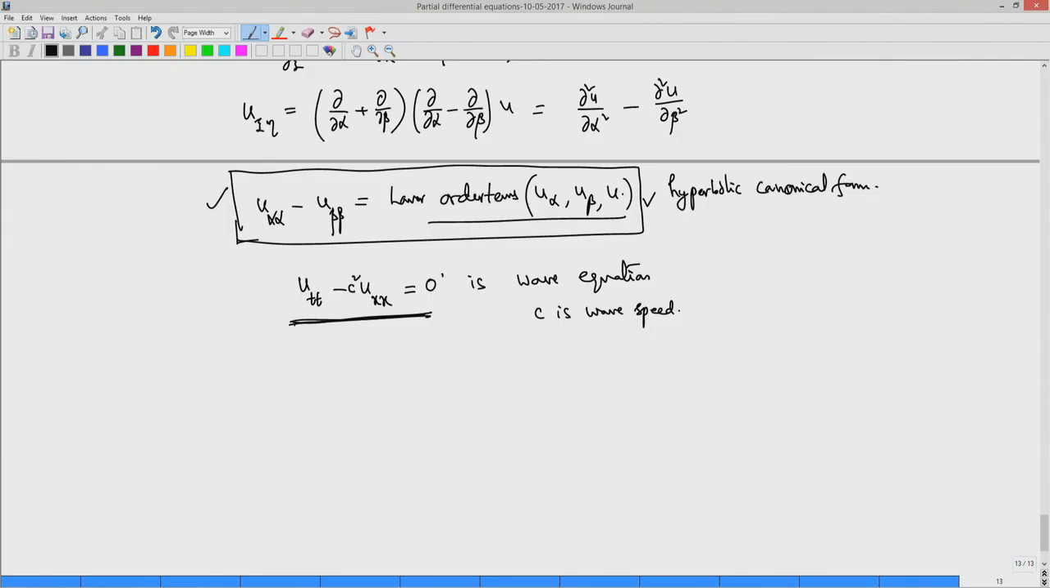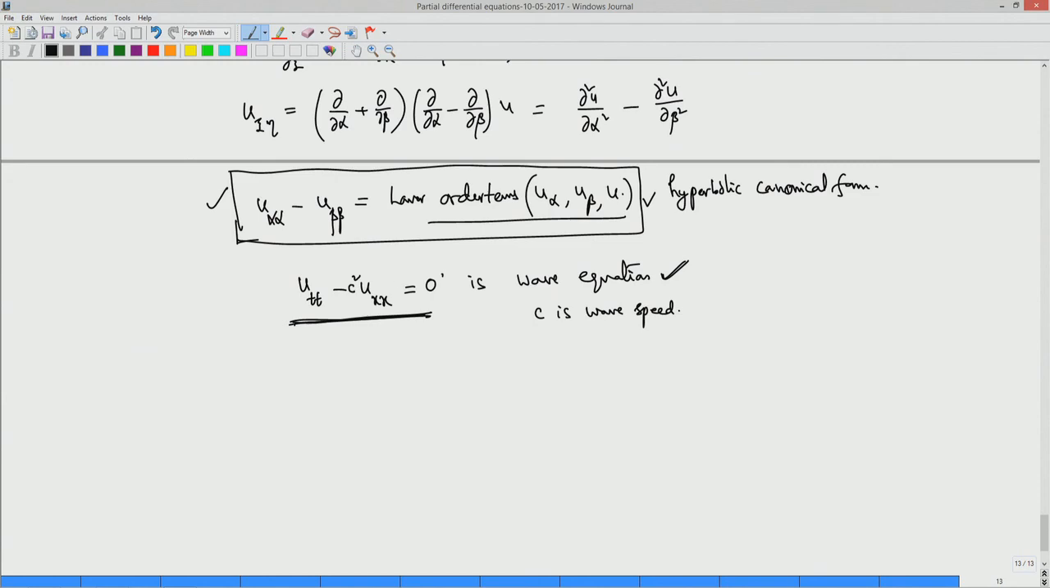Along those curves, your partial differential equation becomes a simpler equation, that is, an ordinary differential equation which you can solve. That is why they are called characteristic curves. So the solutions of the wave equation have a finite speed of propagation.